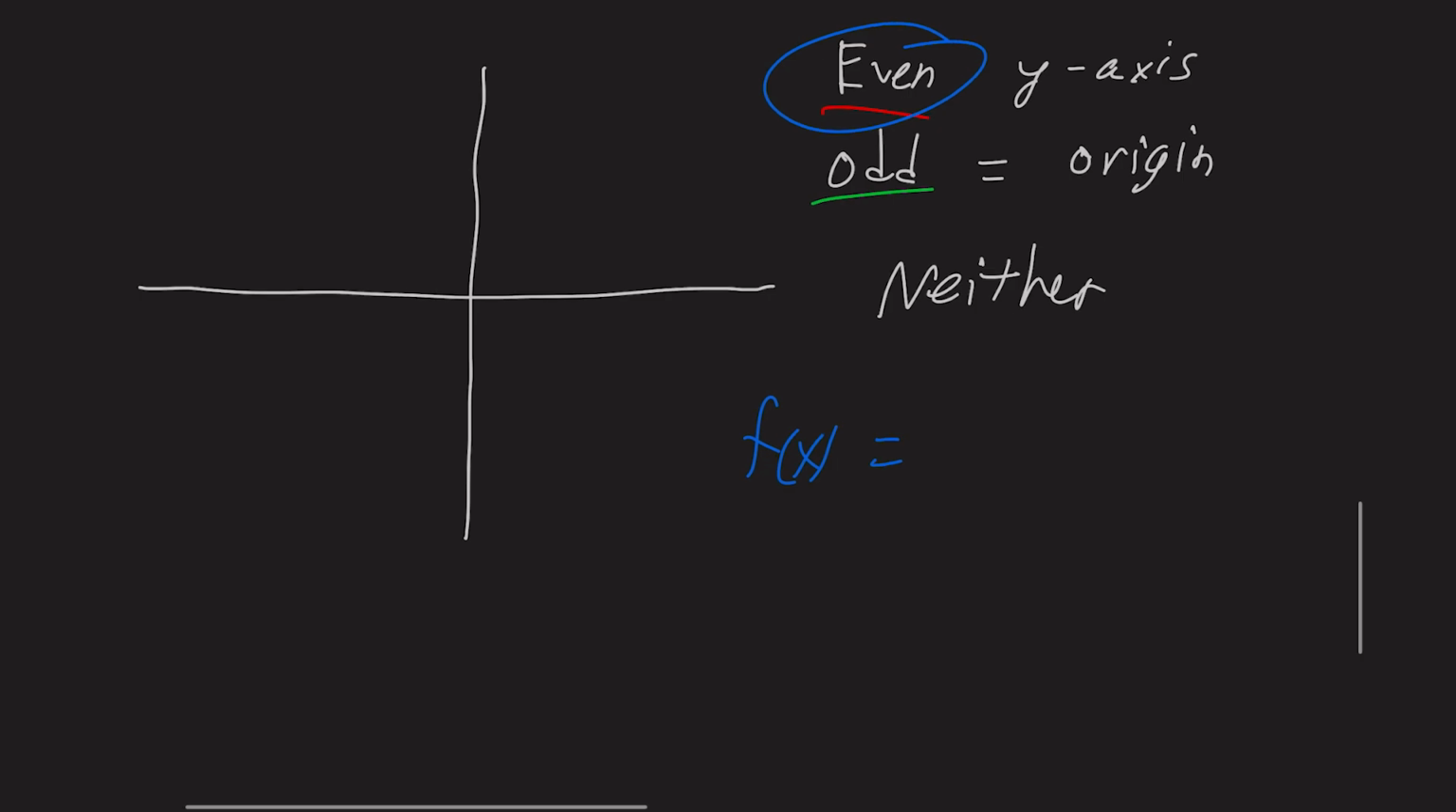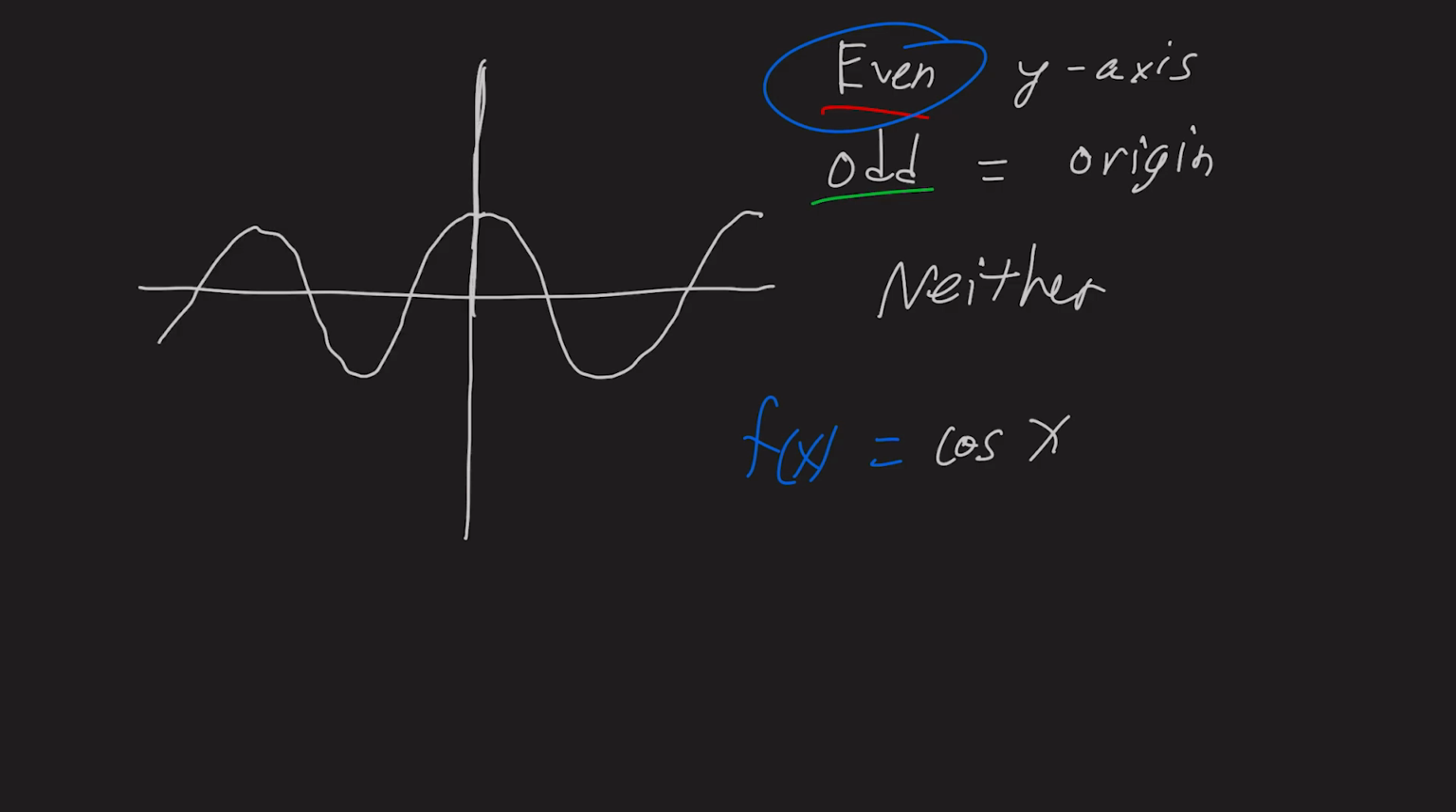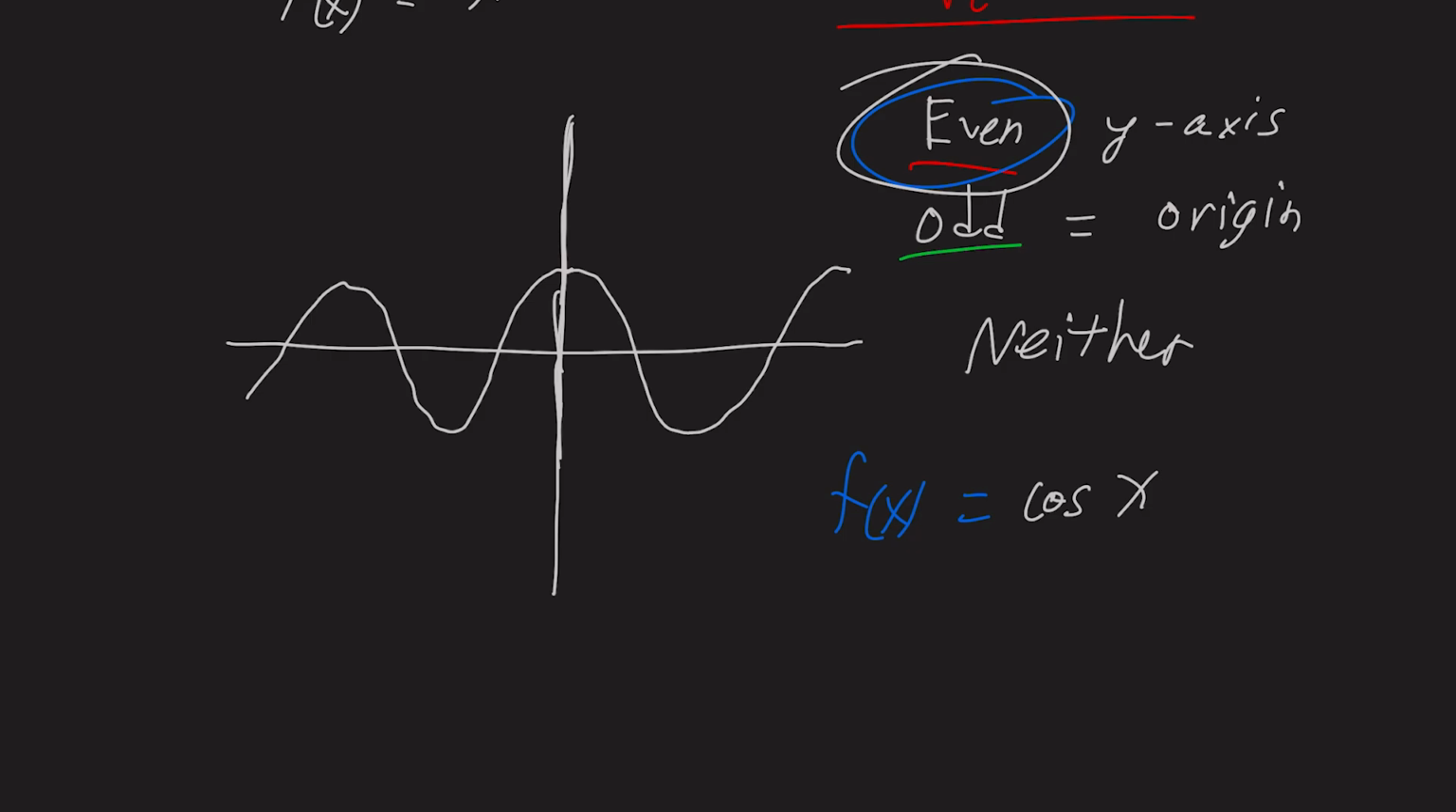Next, I could look at cosine x. Cosine x starts up here and then continues to oscillate as such. Cosine x exhibits symmetry about the y-axis. The left side looks exactly like the right. Therefore, cosine x would be an even function. Cosine x would be even.